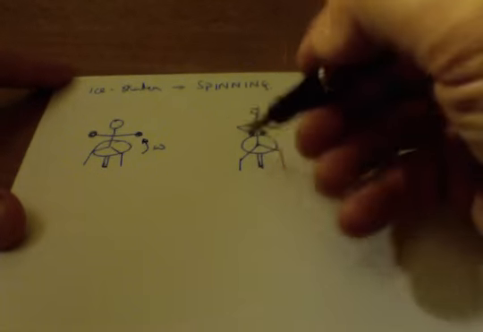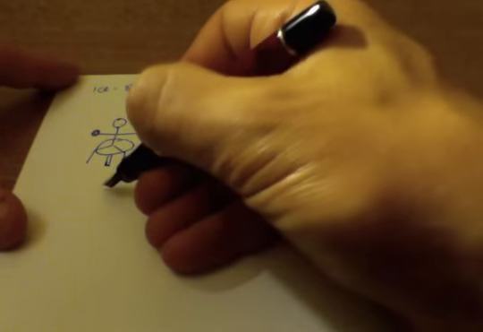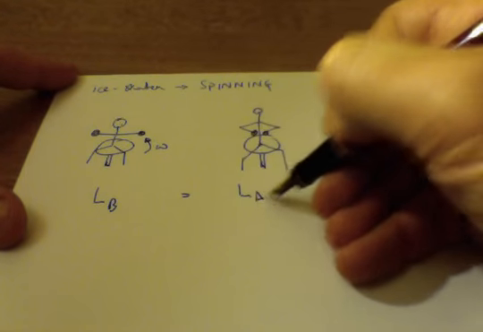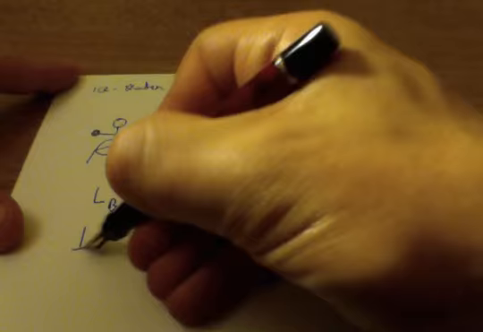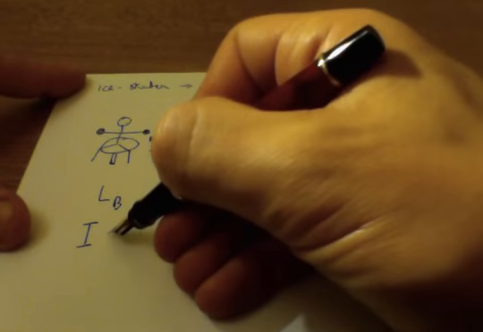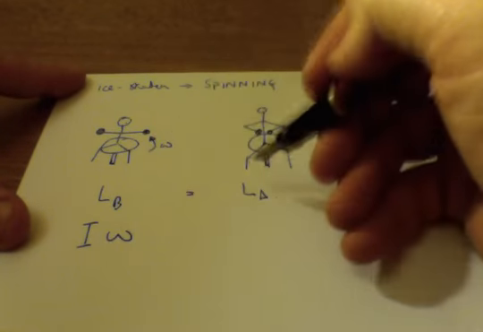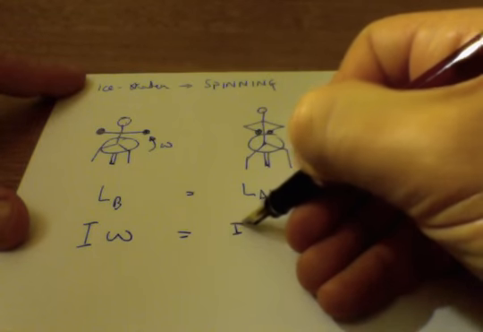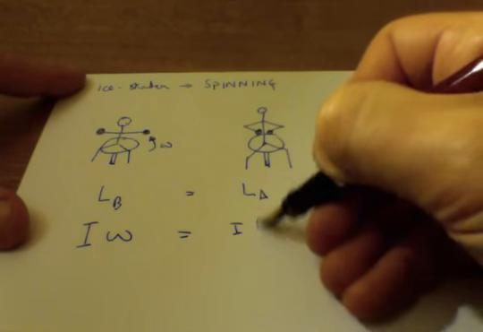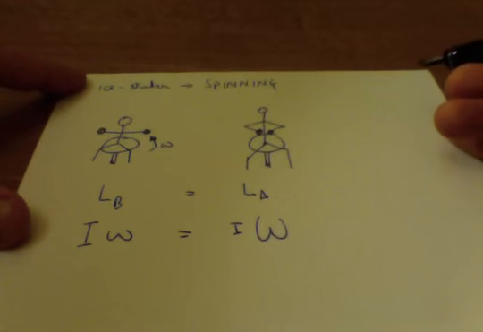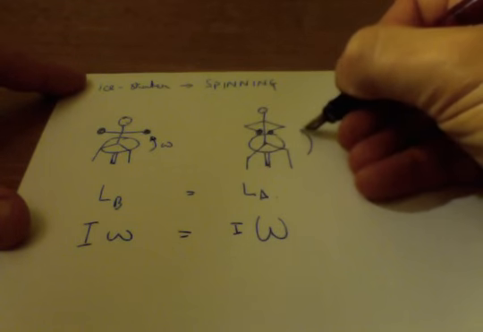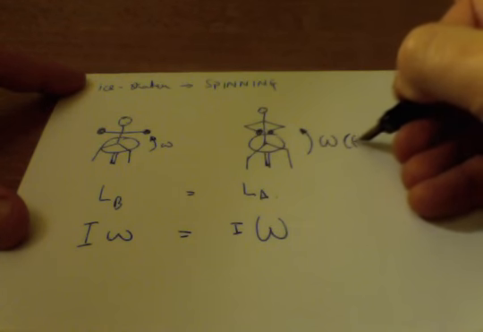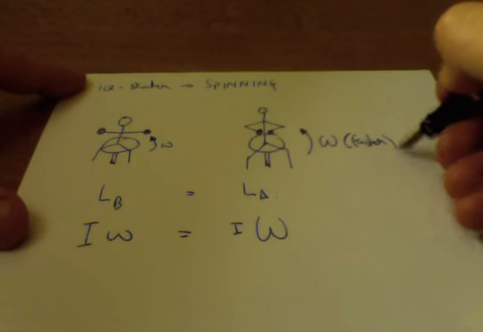Well, if you can imagine this momentum idea from before, the angular momentum before must equal the angular momentum afterwards. That means that moment of inertia multiplied by the angular speed must equal the new moment of inertia times the new angular speed. In other words, this has become larger. He's moving fast. He has a faster angular speed.